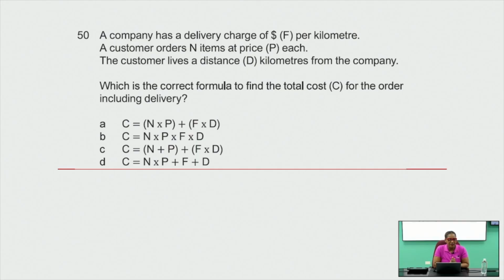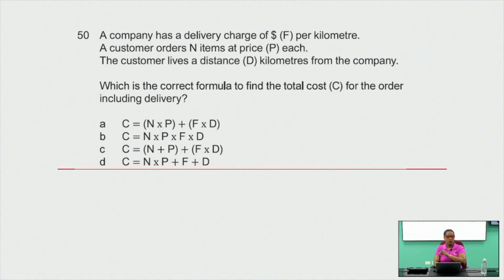We are at question 50. 10 more to go. I know you're tired, because I am. So we have a company that has a delivery charge of F dollars per kilometer. A customer orders N items at price P each. The customer lives a distance of D kilometers from the company. Which is the correct formula to find the total cost for the order?